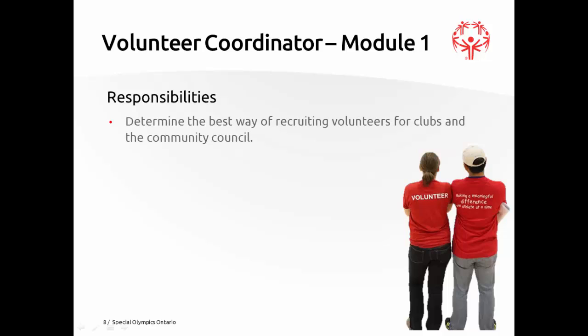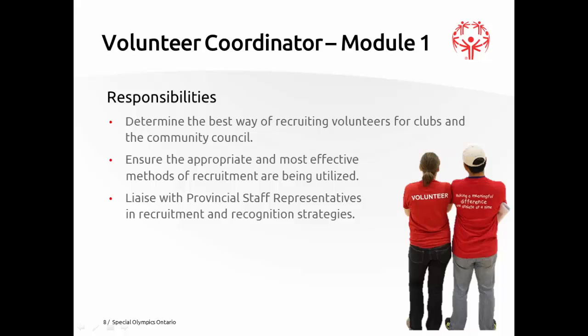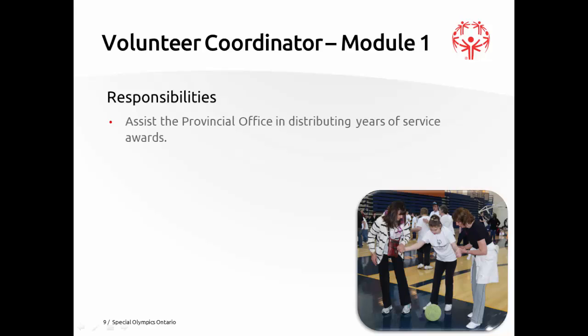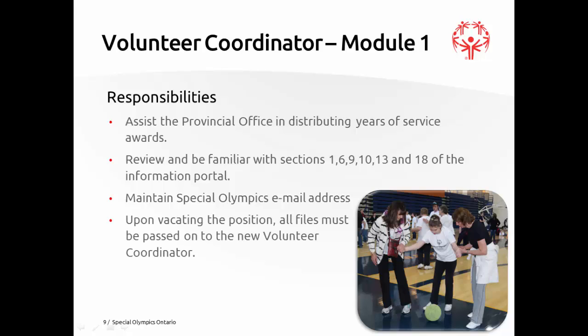determining the best way of recruiting volunteers for clubs and the community council, ensuring the appropriate and most effective methods of recruitment are being utilized, liaising with your provincial staff representative in regards to recruitment and recognition strategies, keeping up-to-date records of volunteer service, assisting the provincial office in distributing years of service awards, reviewing and being familiar with sections 1, 6, 9, 10, 13, and 18 of the information portal, maintaining your Special Olympics email address that is provided to you, and finally, upon vacating the volunteer coordinator position, ensuring that all files are passed on to the new volunteer coordinator.